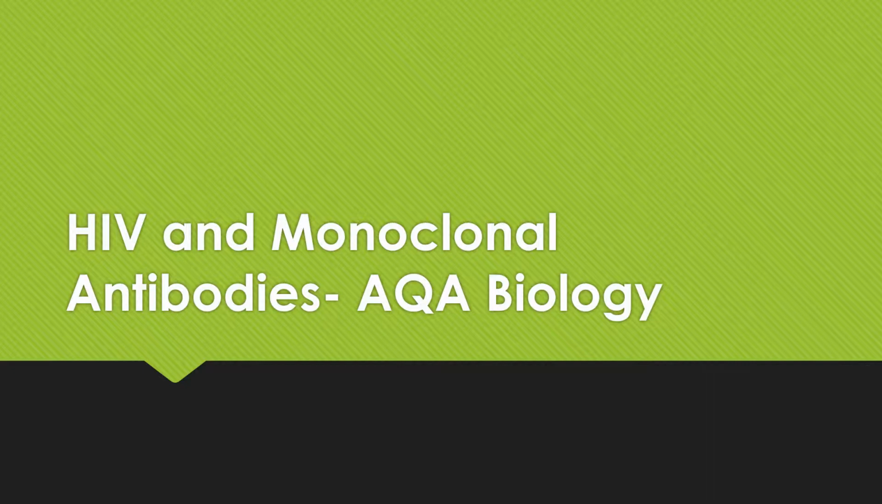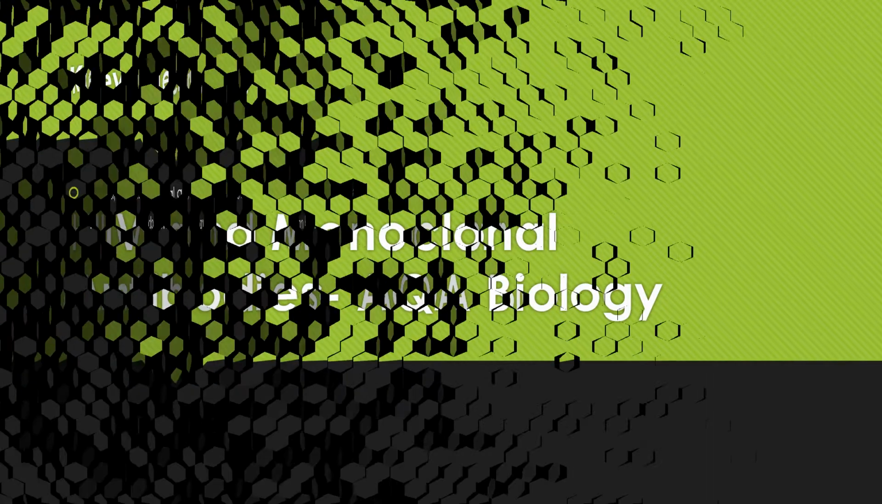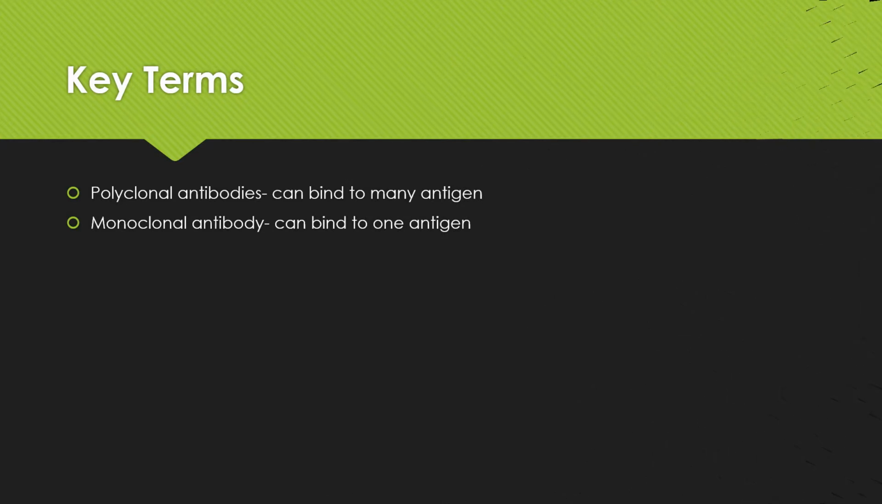HIV and monoclonal antibodies, AQA biology. Key terms: polyclonal antibodies are antibodies that can bind to many antigens, whereas monoclonal antibodies can only bind to one antigen.